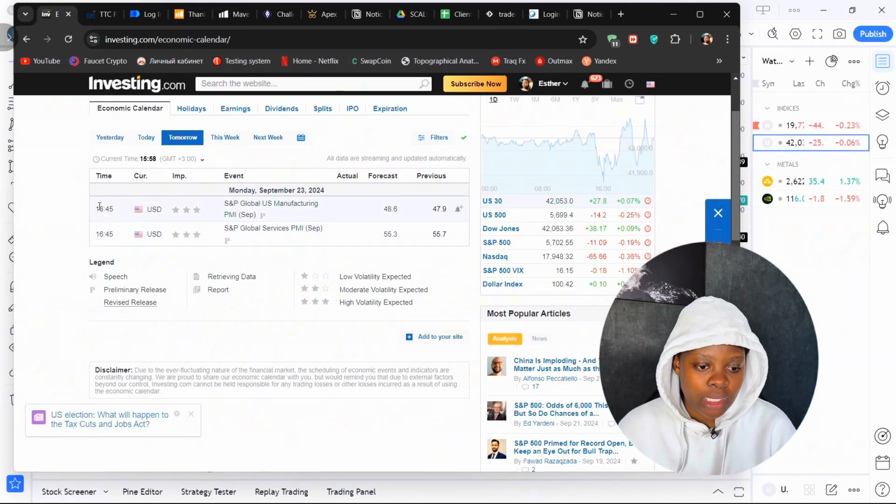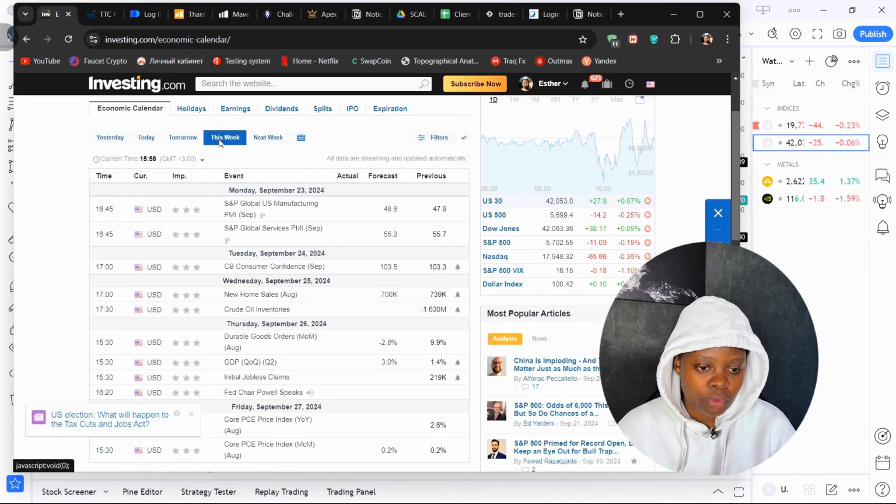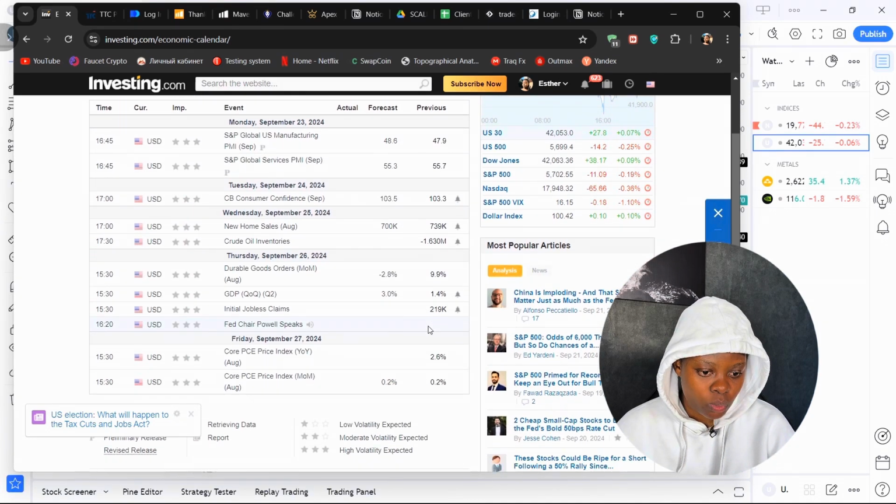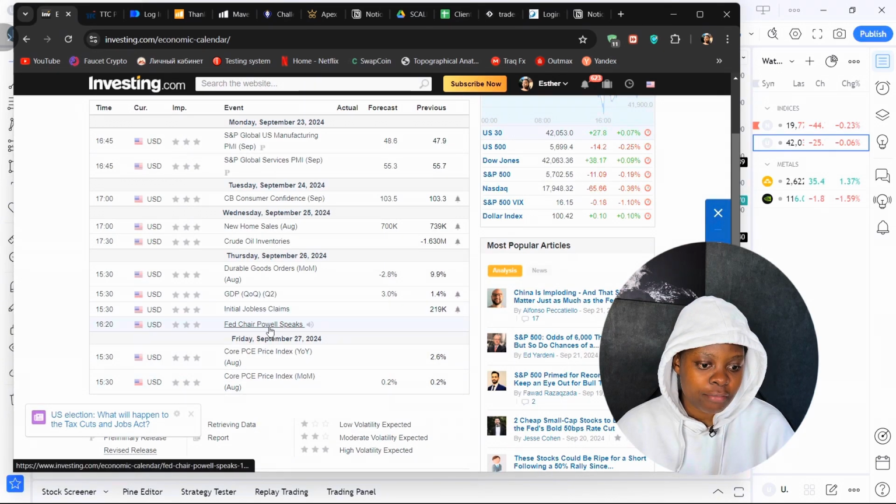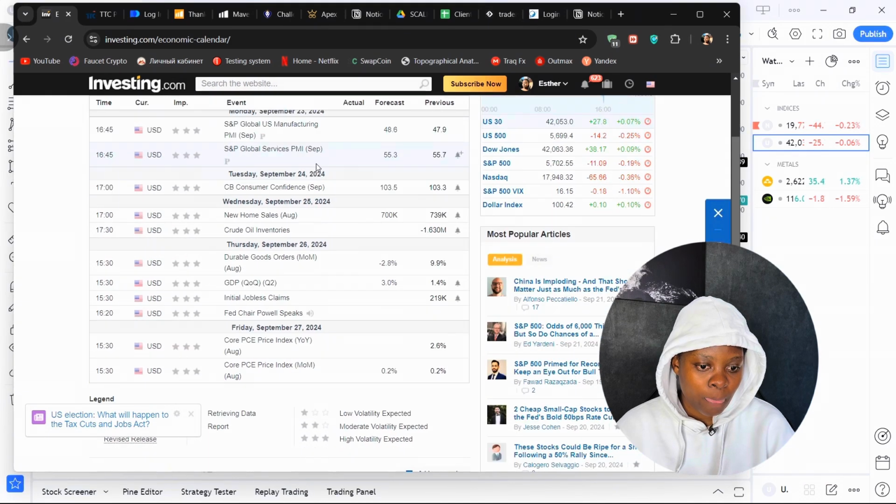We can see on Monday we do have news, and this is almost before the New York session opens. And Tuesday, the week is full of news, right? So we will have news, initial jobless claims. We have Powell speaking also on Thursday. All right, so the week would have news. Yeah, we're going to have news.